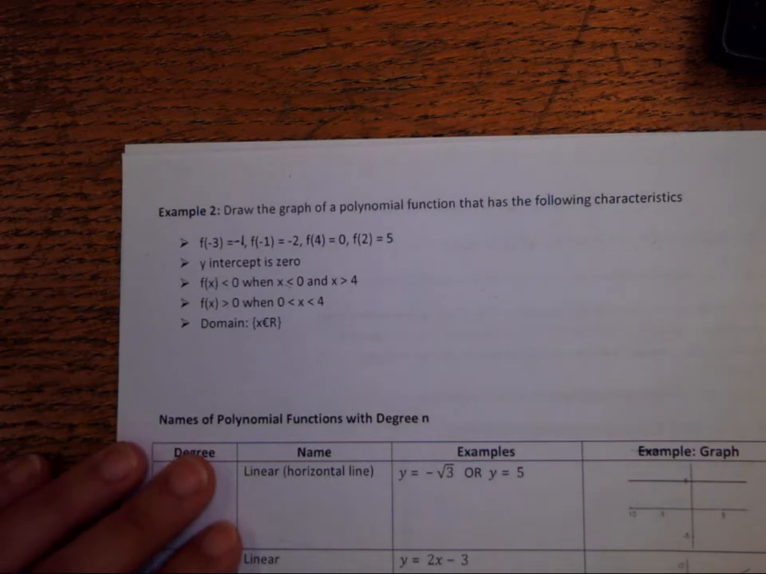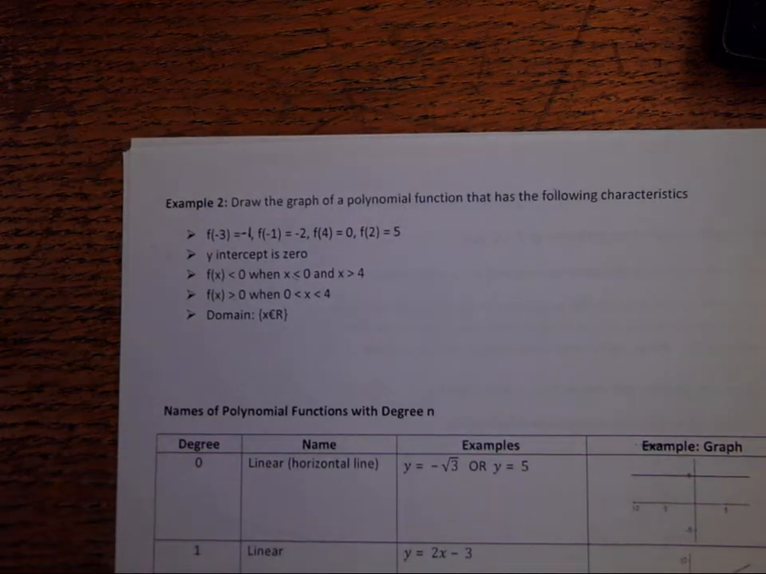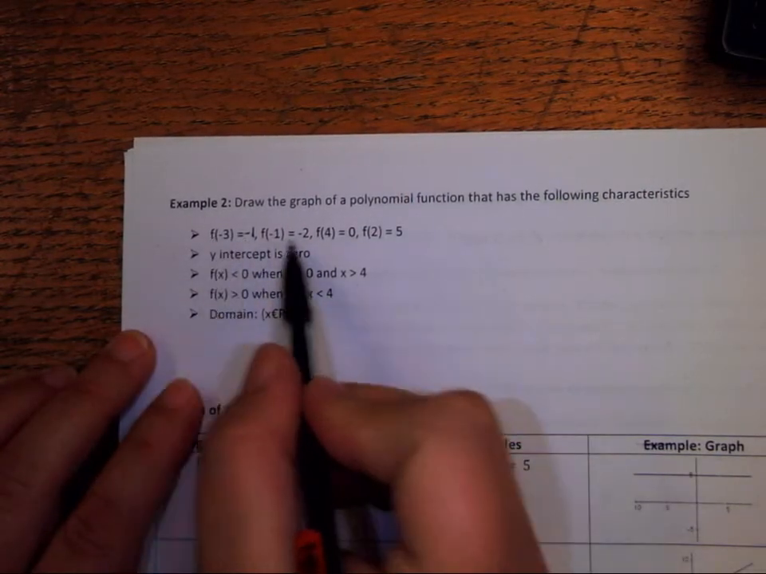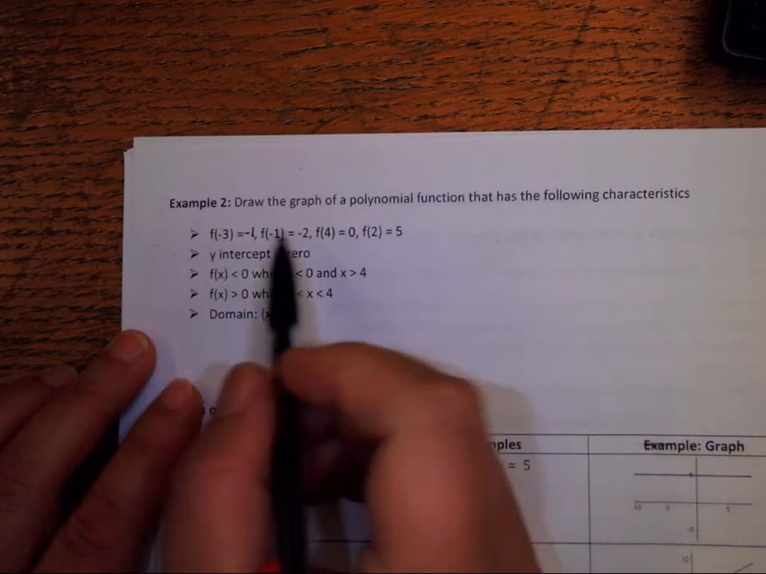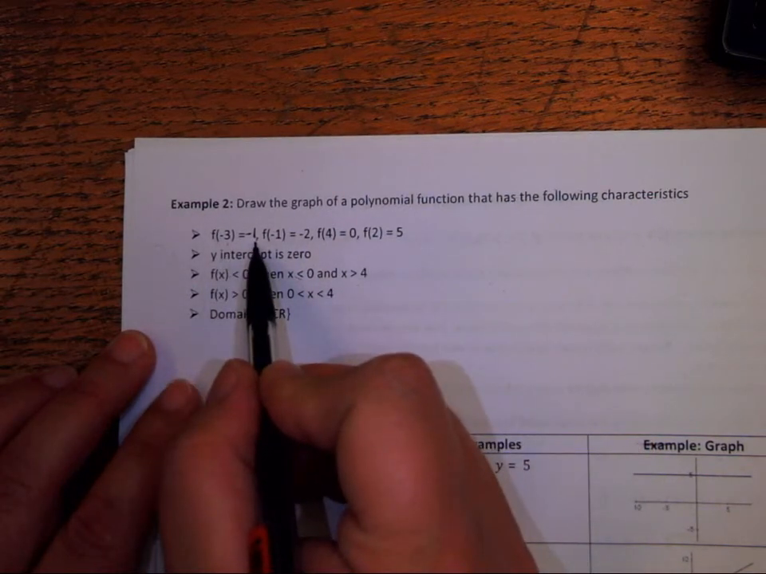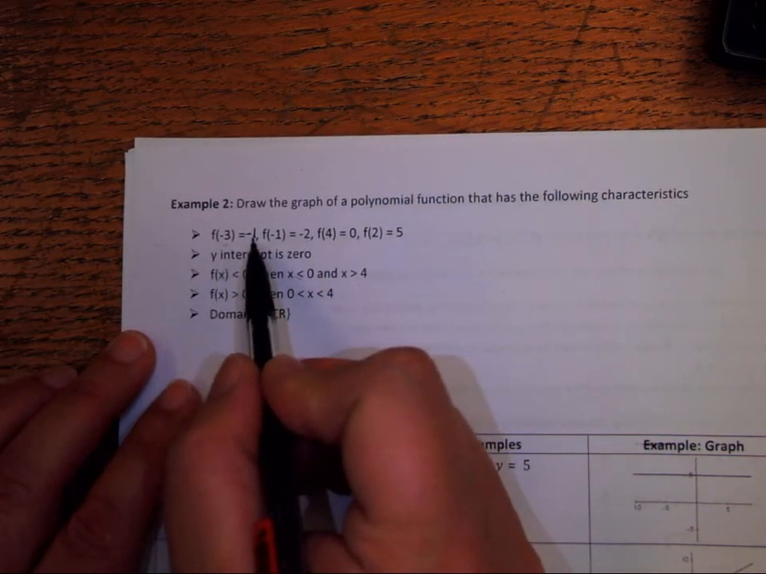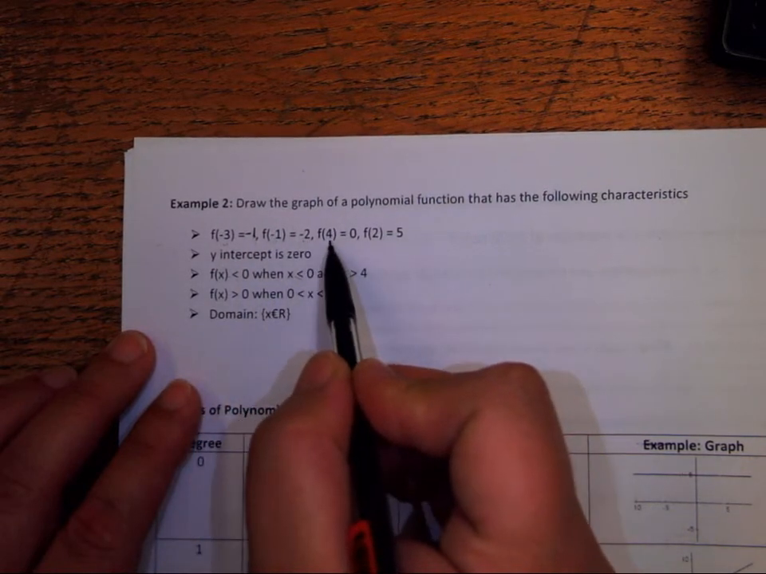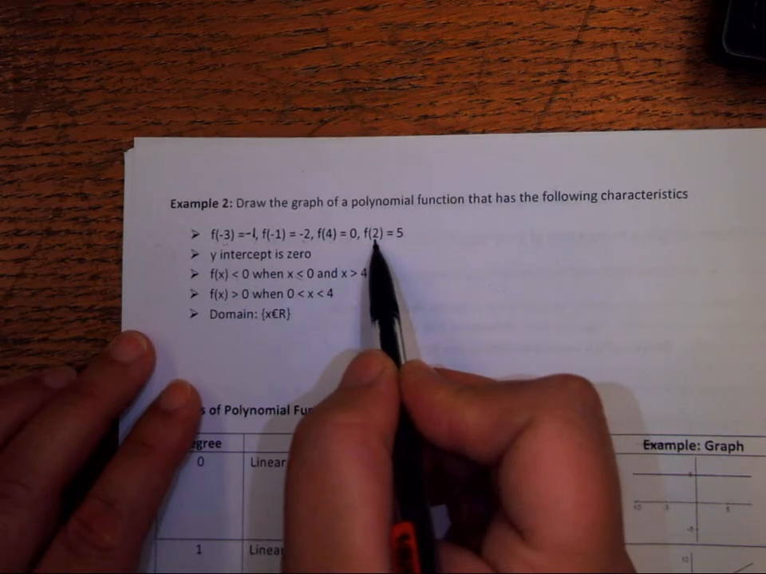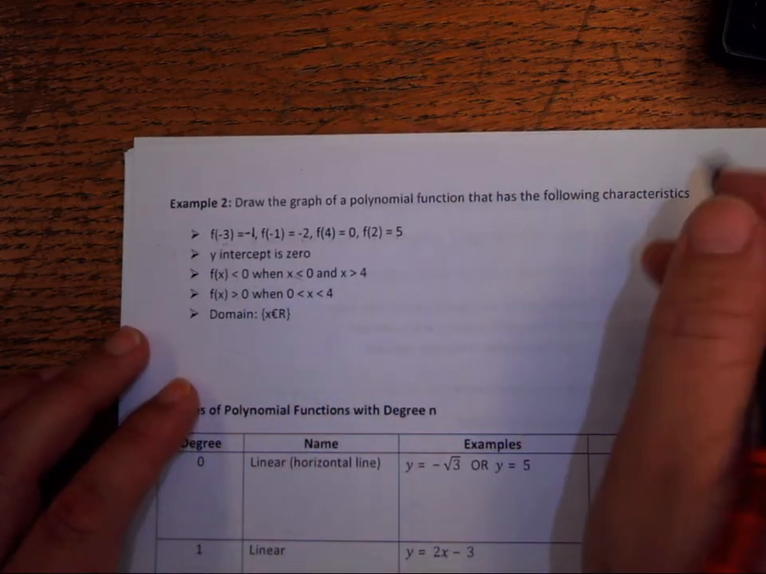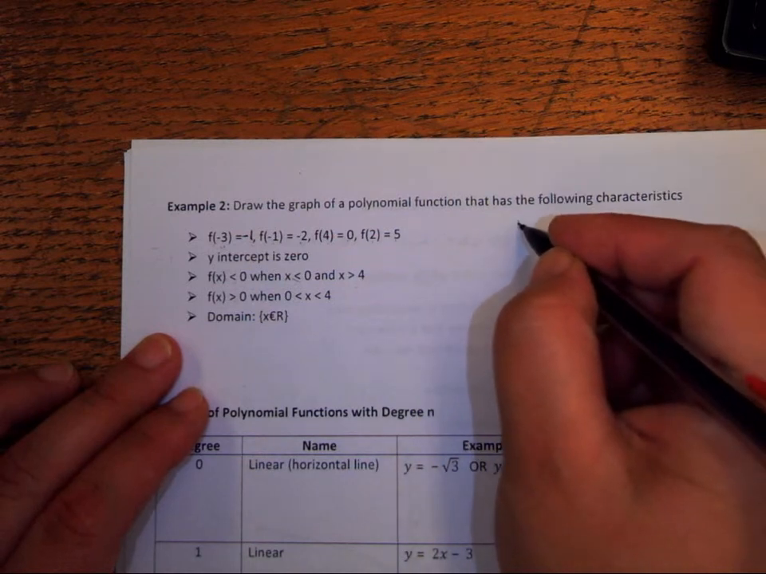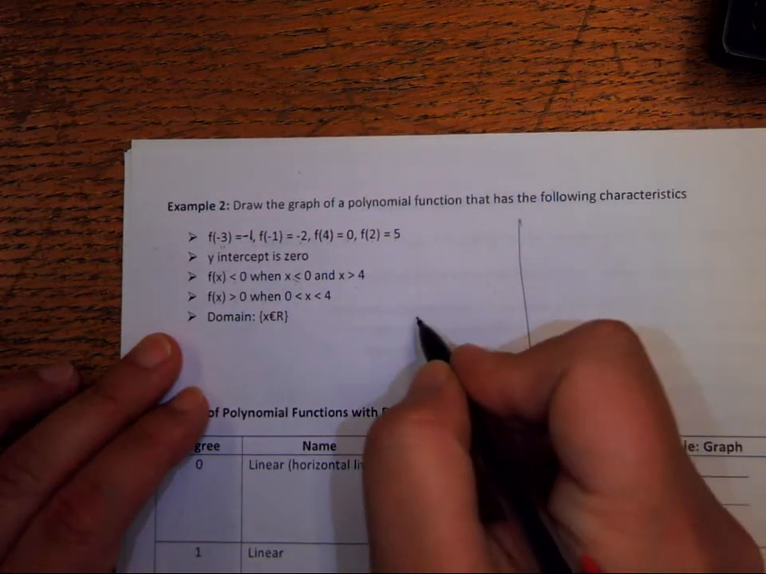Okay. Example 2. Draw the graph of a polynomial function that has the following characteristics. So there are some points given, right? F of negative 3 is negative 1. So when x is negative 3, y is negative 1. When x is negative 1, y is negative 2. When x is 4, y is 0. When x is 2, y is 5. Okay, so let's put those points. We're going to sketch a polynomial using these characteristics.